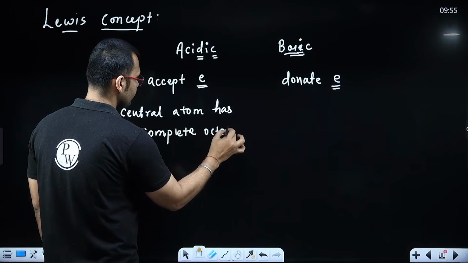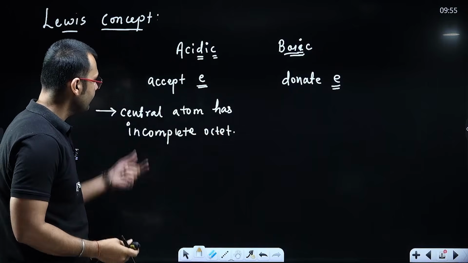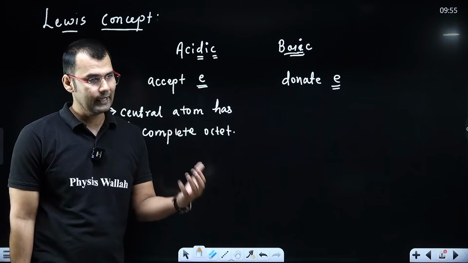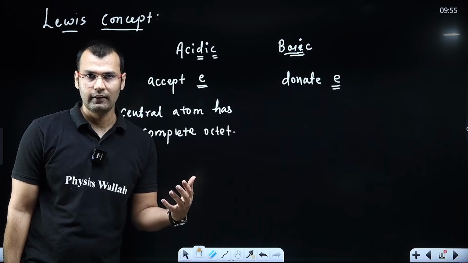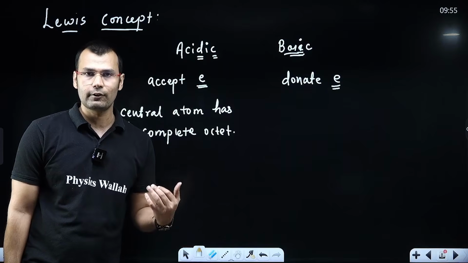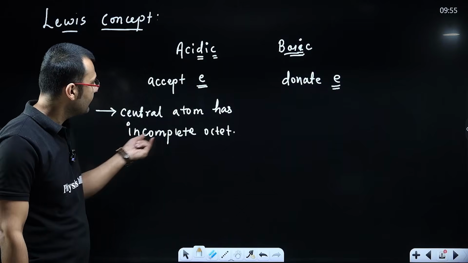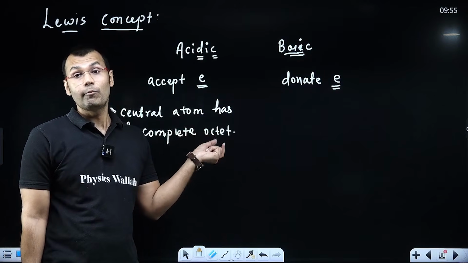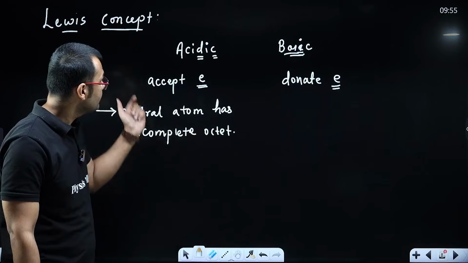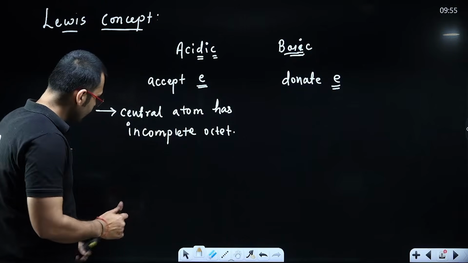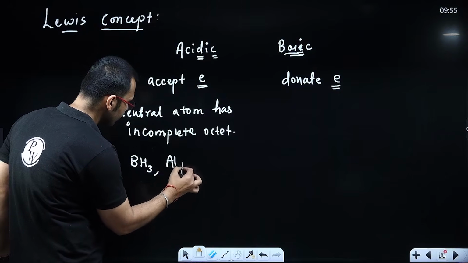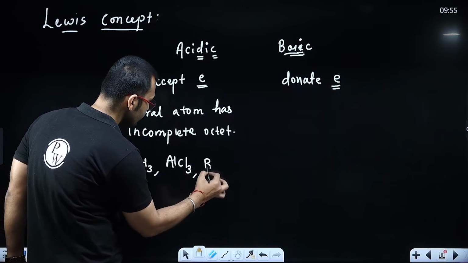So that means what? If your central atom has an incomplete octet and it has some vacant orbital, because a vacant orbital is very much necessary. If a molecule has a vacant orbital, then only it can gain electron. So if your central atom has an incomplete octet, that means it is somewhere electron deficient. So it will try to gain electron. So it will behave as a Lewis acid. For example, if you talk about BH3, AlCl3, BF3, right?